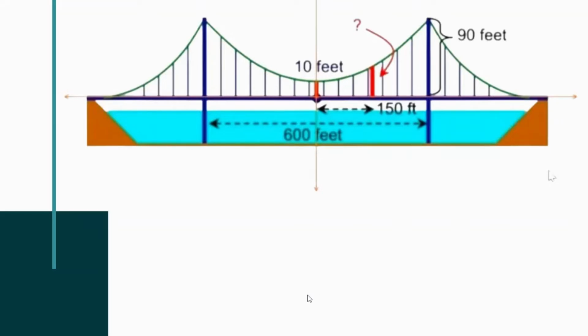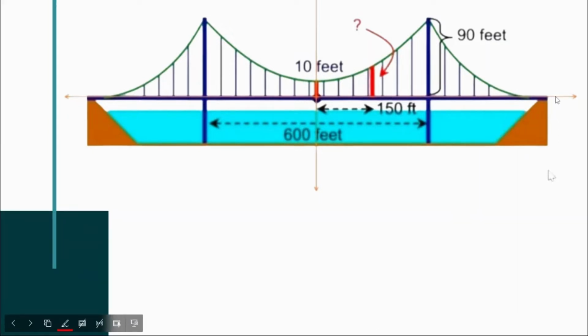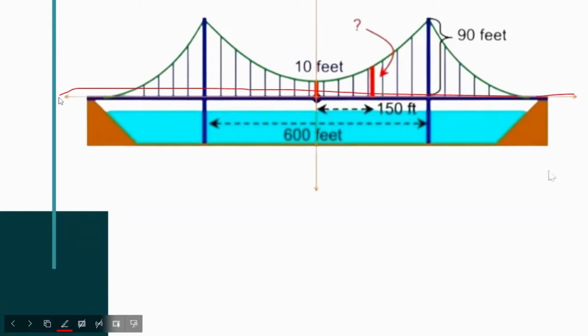As we can see, the bridge is already represented here on the screen. We have two pillars. This is our pillar, and it is 90 feet high. The distance between these two is 600 feet, and the lowest point of the cable is 10 feet above the road. Take note that our road is the horizontal line here, and we also have our vertical line here. It serves as a Cartesian plane.